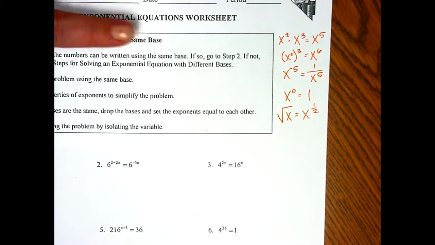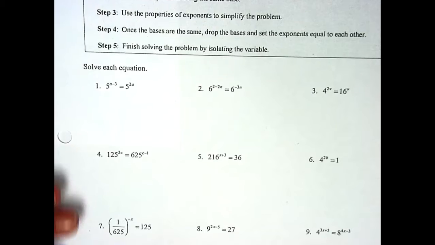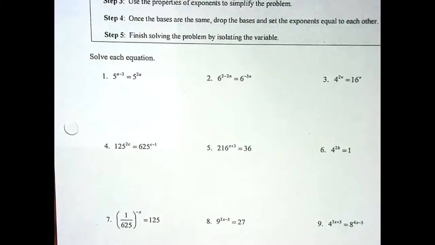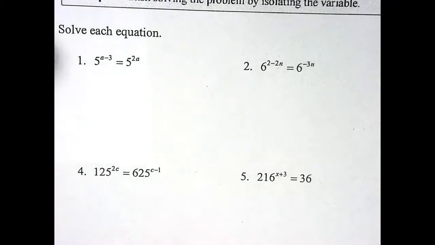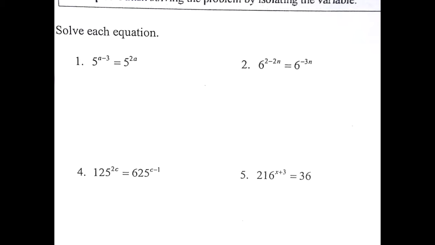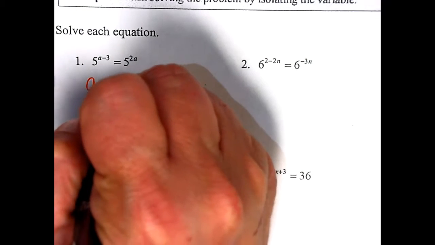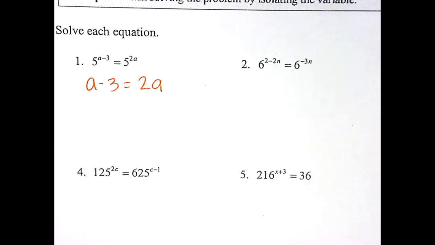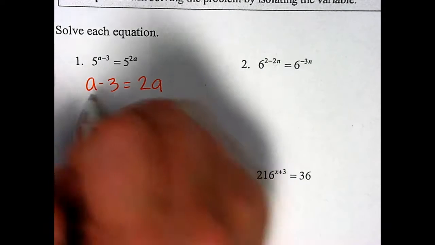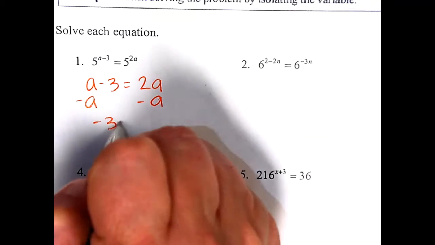Okay, so those are some of the exponent rules we did at the beginning that maybe you need to remember to be able to solve these. Okay, so number 1 is 5 to the a minus 3 equals 5 to the 2a. You can see they have the same base, so I'm going to drop the base and set the exponents equal to each other. So I have a minus 3 equals 2a. From there, I'm just going to use my problem solving skills, or rules. So we subtract a from both sides. So I have negative 3 equals a.